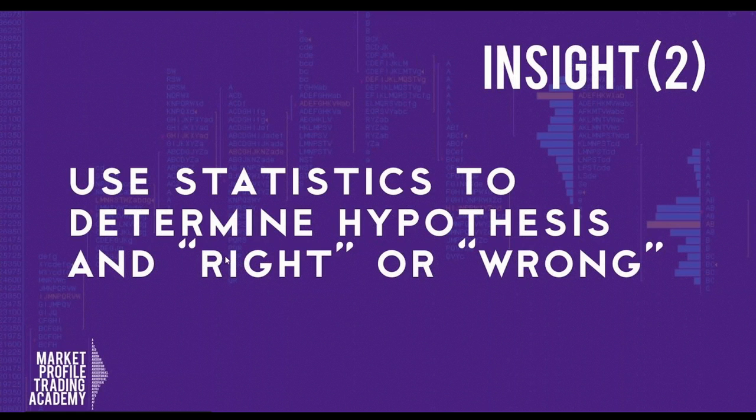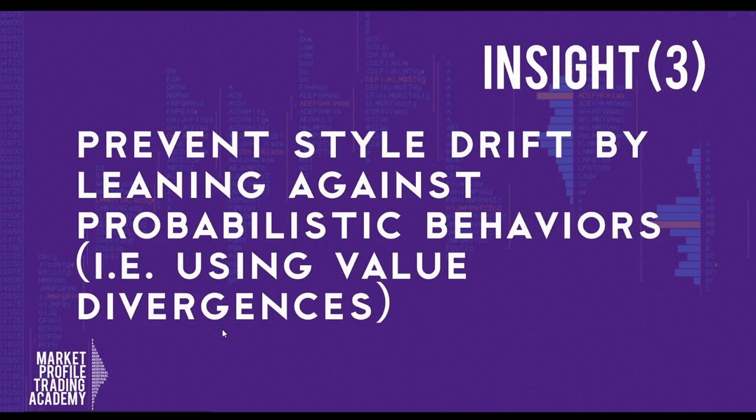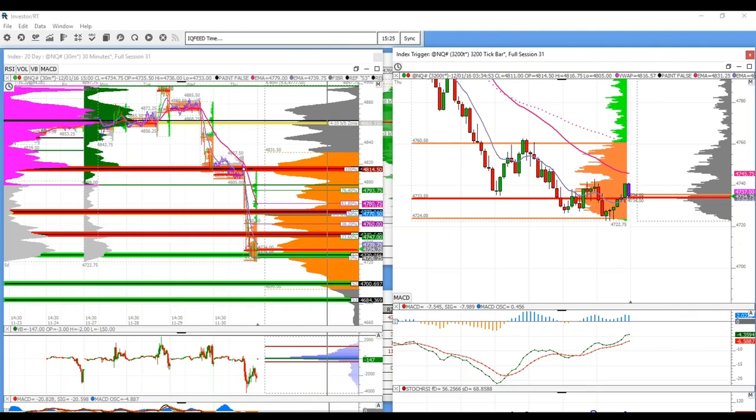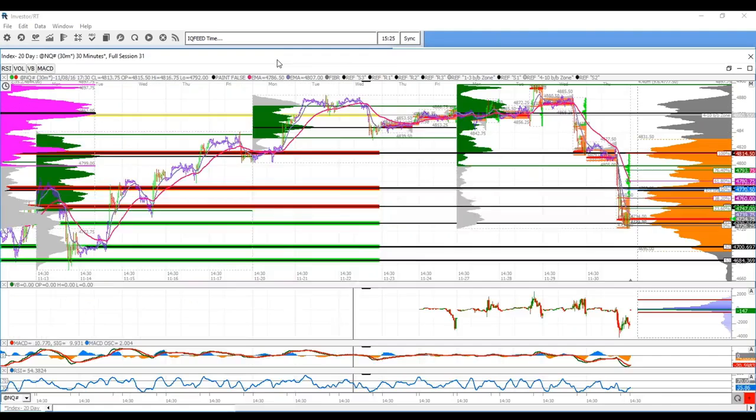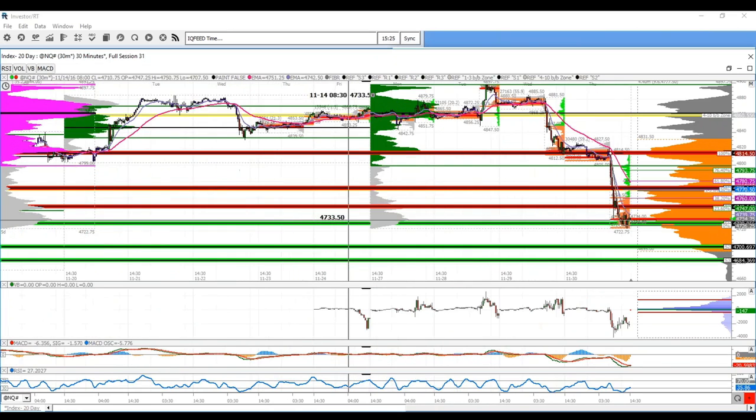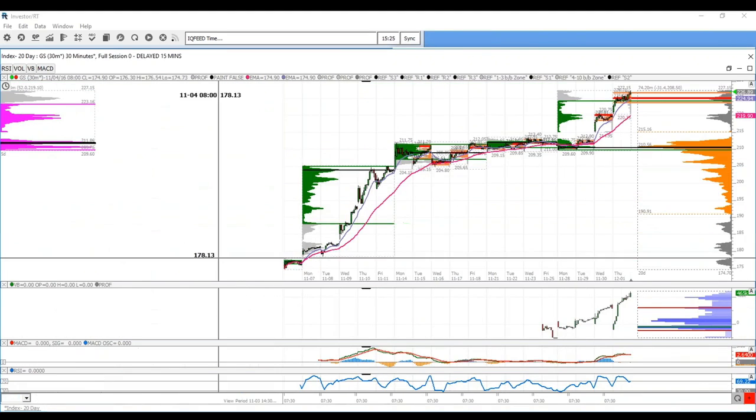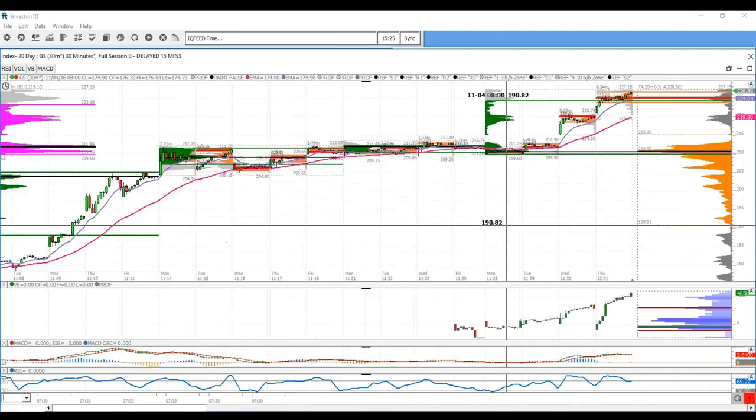But that's another insight. Another one is that we can prevent style drift by leaning against probabilistic behaviors, for example, using value divergences. So I want to look at another piece of software here. We're going to look at that Goldman Sachs move.